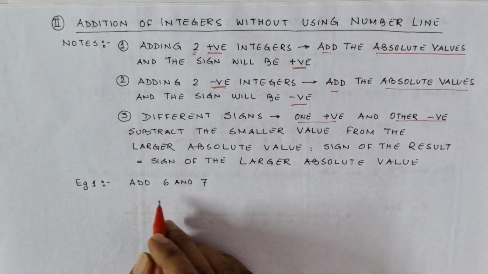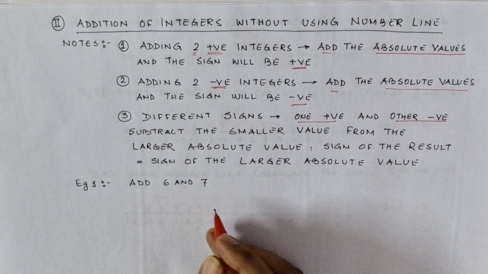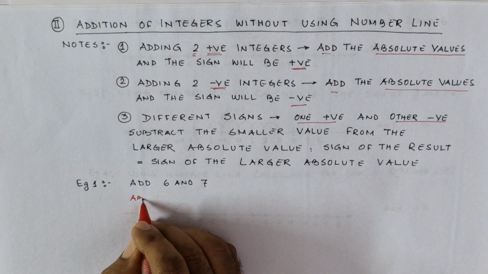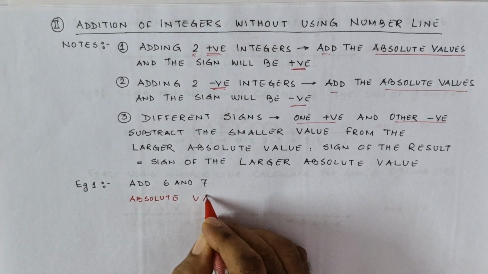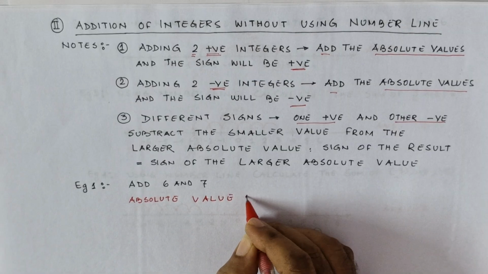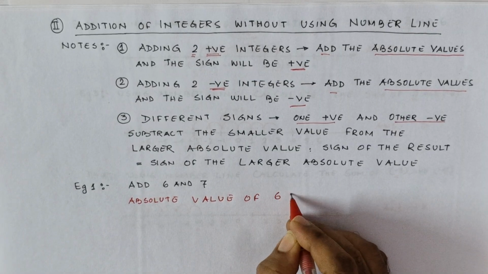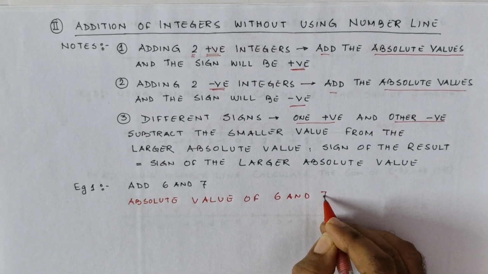So the first example is add 6 and 7, right? So this is easy. Absolute value of 6 and 7 are.